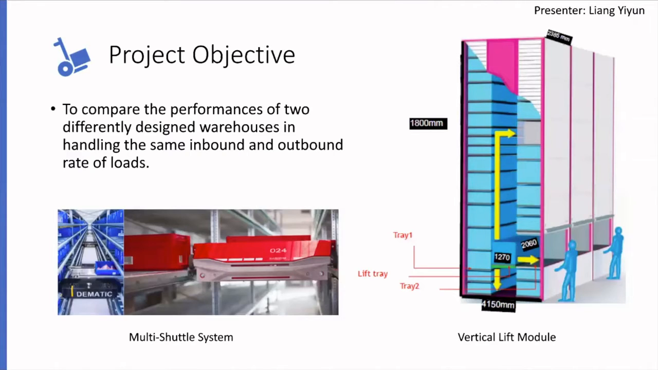For our project, we aim to compare the performance of two differently designed warehouses in handling the same inbound and outbound rates of loads. Two types of storage facilities are being considered, namely the multi-shuttle system and the vertical lift module, whose configuration is as displayed on the right.